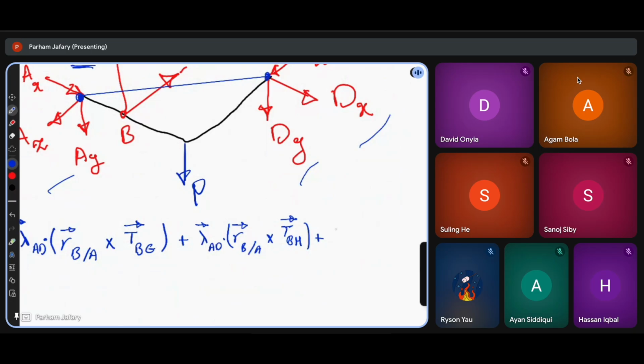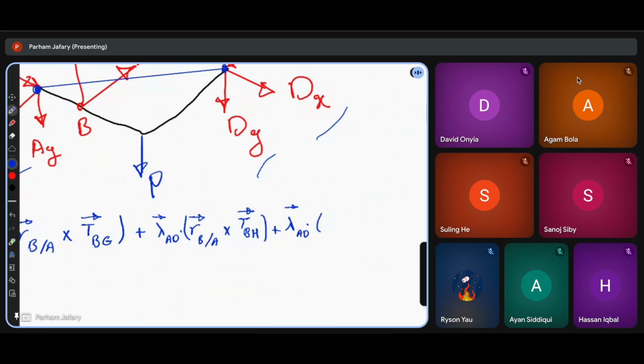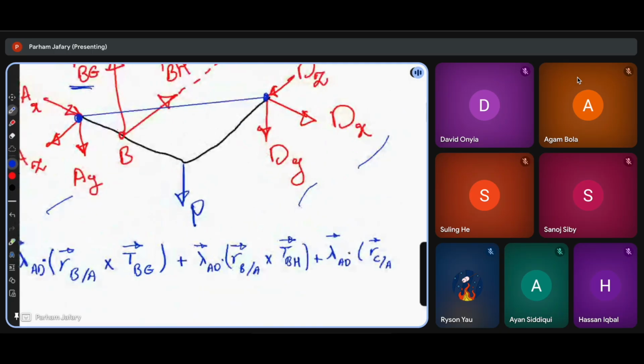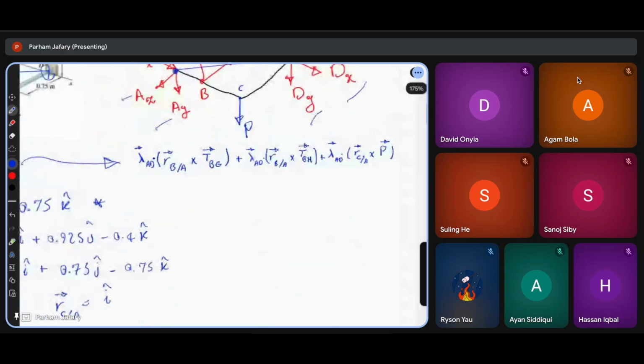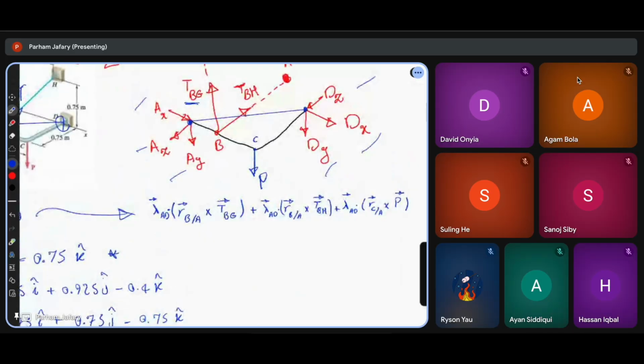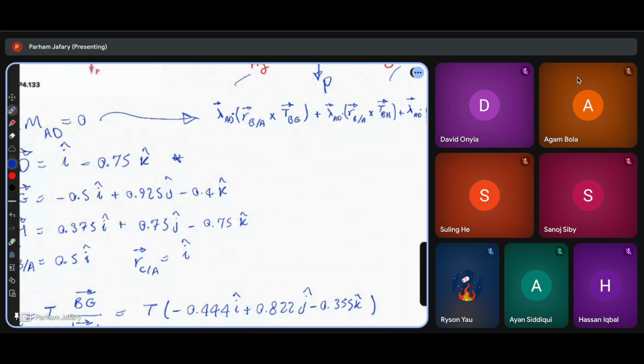So for force P, it will be lambda AD dot the relative vector from point C, which is here, to A, times the force vector P. Okay? It's the same.